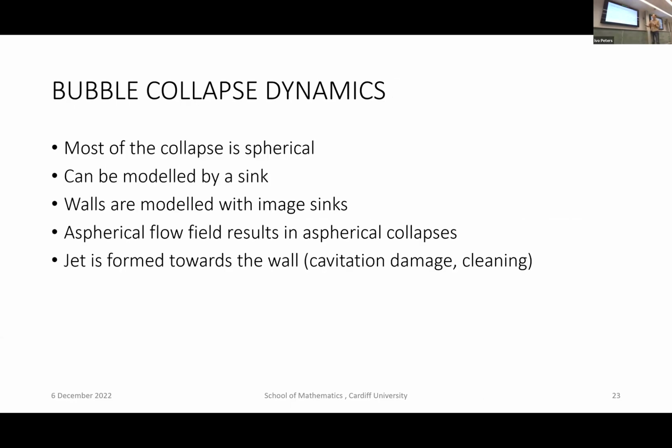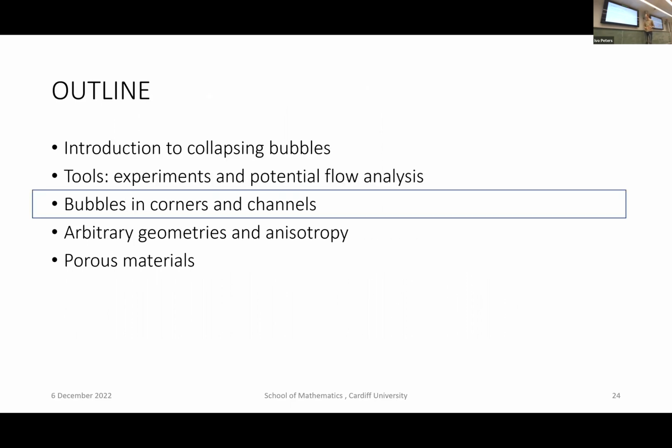So these are the points that I just made. So most of the collapse is spherical. You can model it as a sink. And if you have a wall, then a jet is generated towards it. If you can remember these things, then the rest will be a breeze.